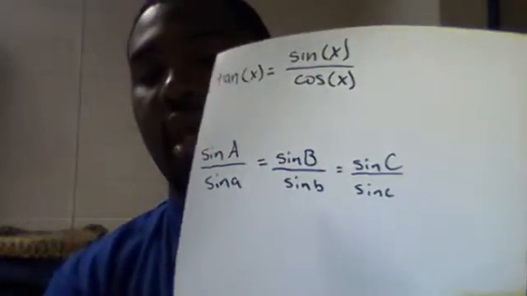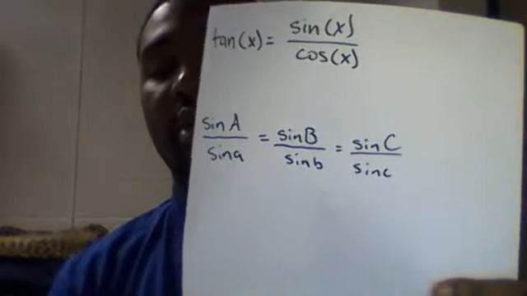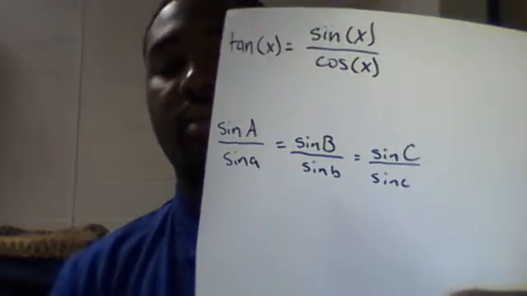They also came up with the equation sine capital A over sine little a equals sine capital B over sine little b, equals sine capital C over little c, which basically helps us find the third angle if we're using the sine methods.